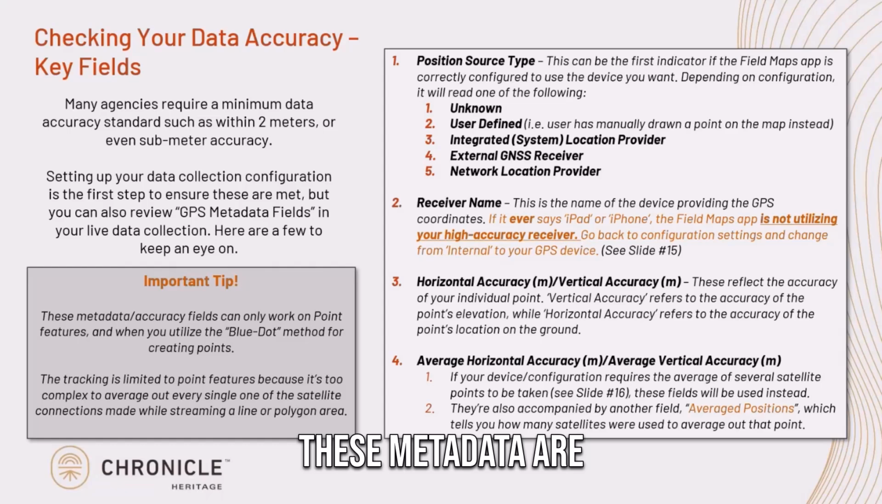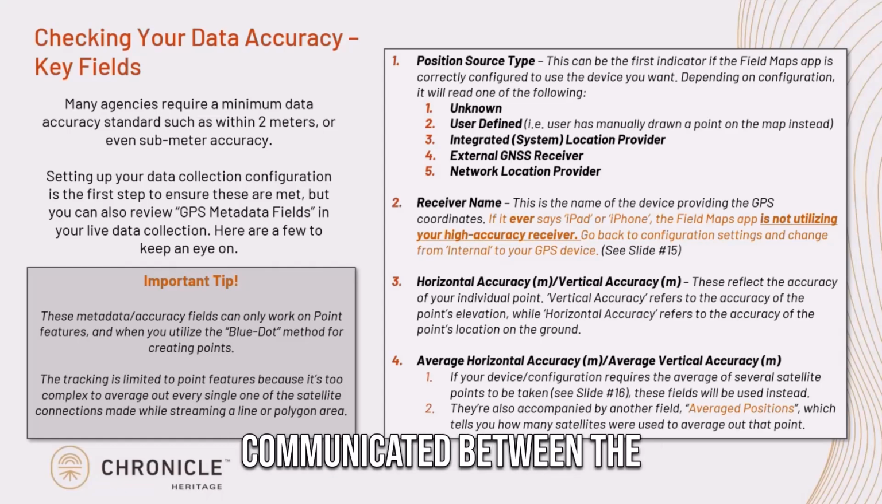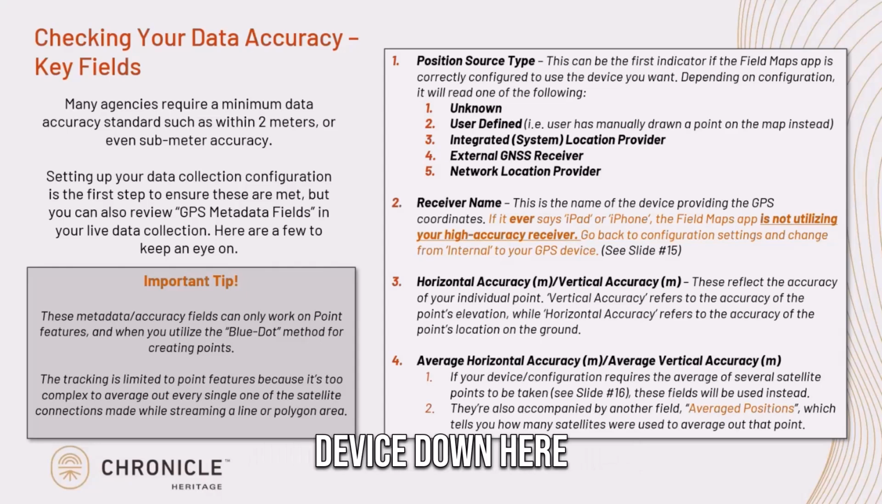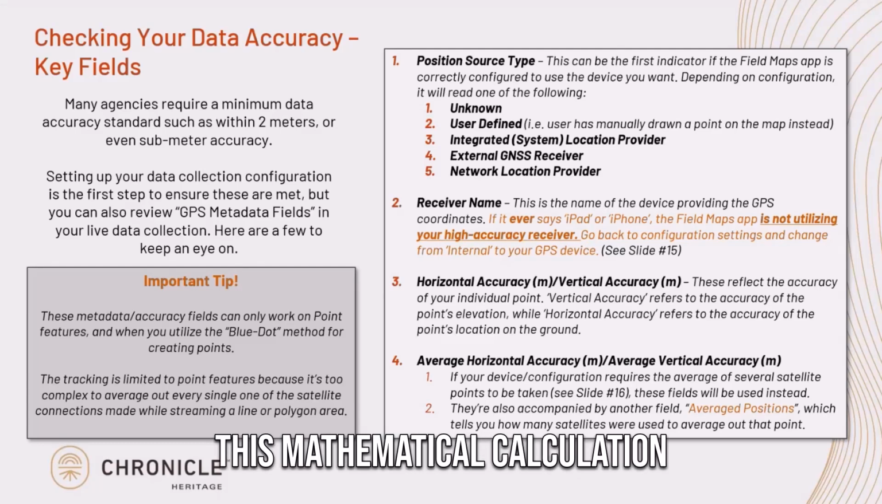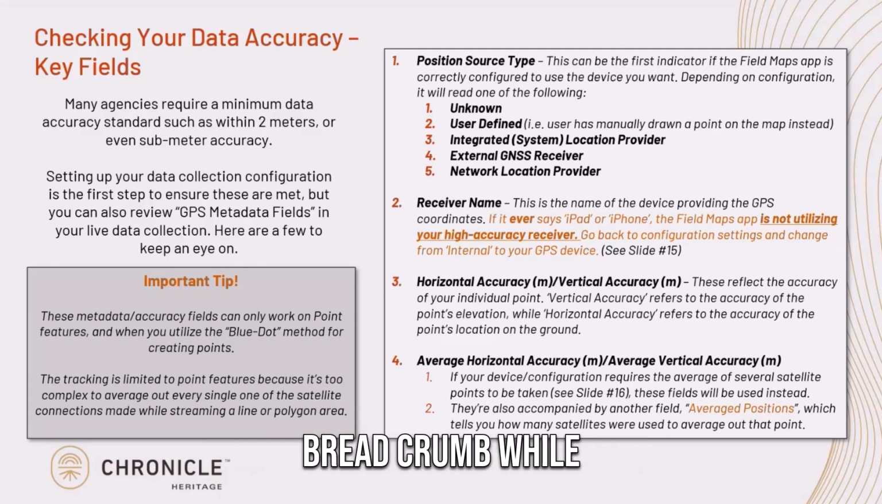That is just a reflection of the limitation there is on these split-second calculations. These metadata are determined by communicating with the satellites, getting their accuracy of what is being communicated between the satellites up in space and your device down here on Earth, unless you're doing some very cool space archaeology. With the point, it is a one-point snapshot, whereas if we were trying to track this level of accuracy with lines and polygons, it would need to do all this mathematical calculation for every single breadcrumb while you were streaming.